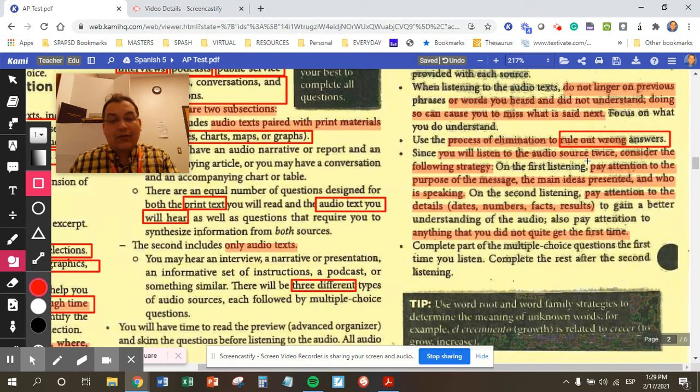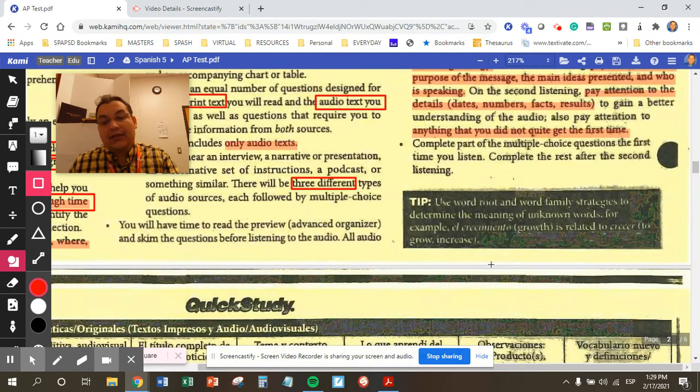Since you will listen to an audio source twice, consider the following strategy. The first time you listen, pay attention to the purpose of the message, the main ideas, and who is speaking, right? The second time that you listen, pay attention to the details like dates, numbers, facts, results to gain a better understanding of the audio. And pay attention to anything that you did not quite get the first time. Complete part one of the multiple choice questions the first time you listen, and then complete the rest after the second time you listen. Of course, it makes sense.